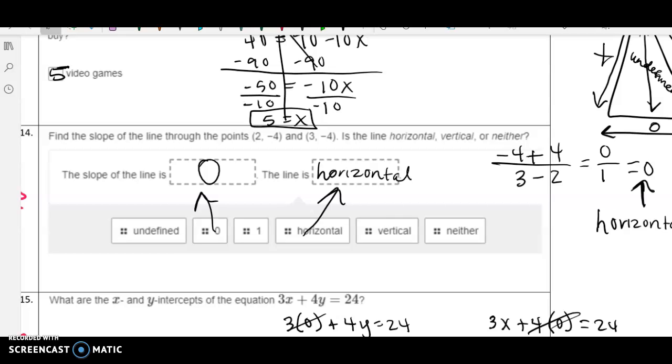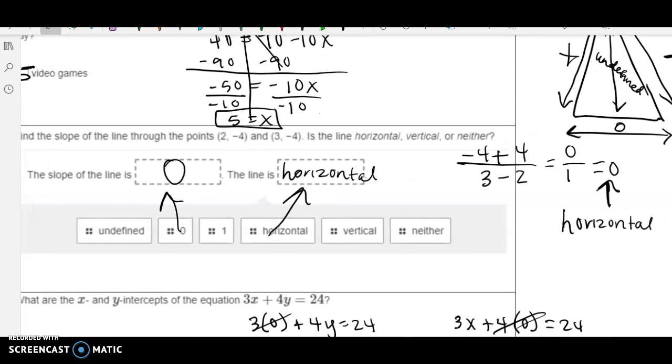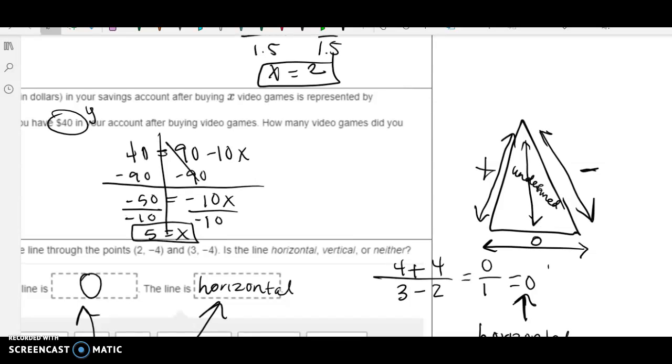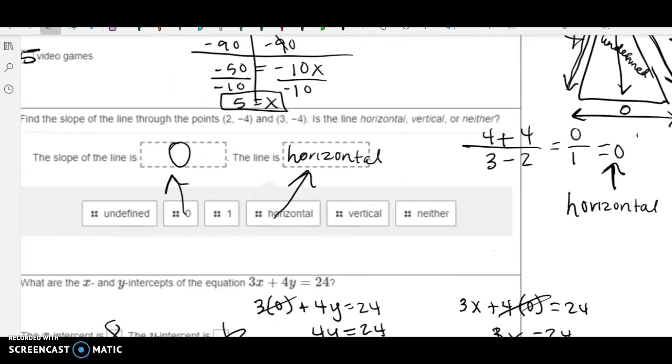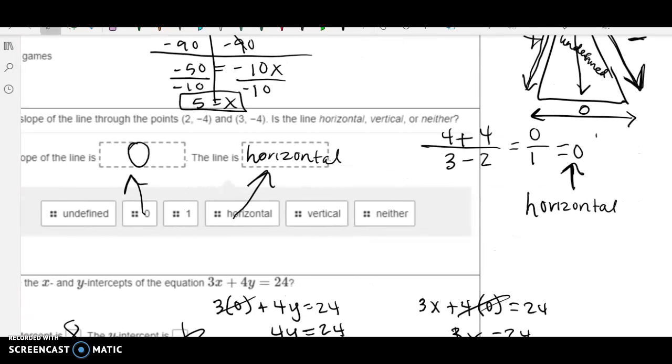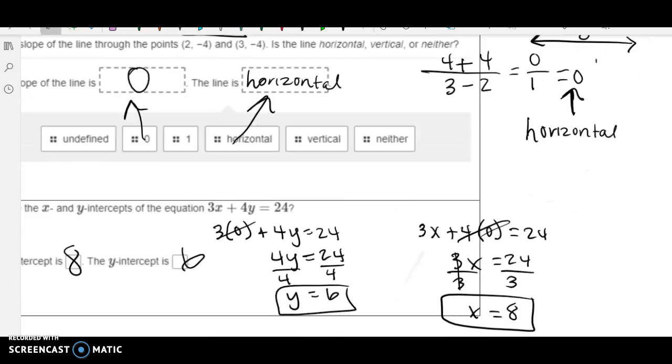For number 14, we're going to find the slope, which is what I did here. And when I did that, I found out my slope was 0. I don't know if you remember me drawing this on the board, but a positive slope is going upwards on the mountain. Negative goes downwards. Undefined is straight down the mountain. And then 0 is trying to walk across the bottom of the mountain. So we had a 0 slope, and so that was a horizontal line according to our drawing.